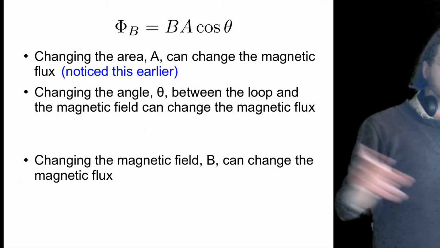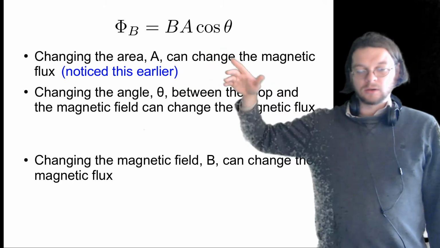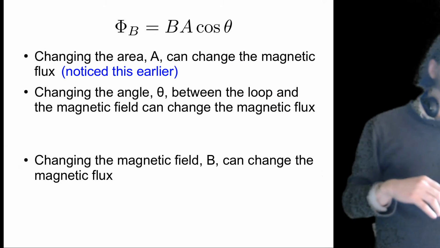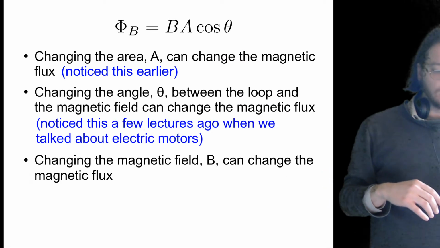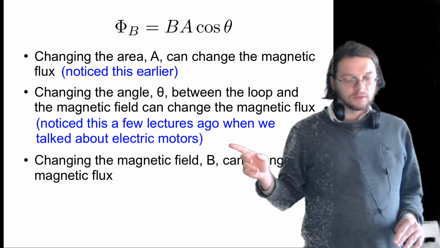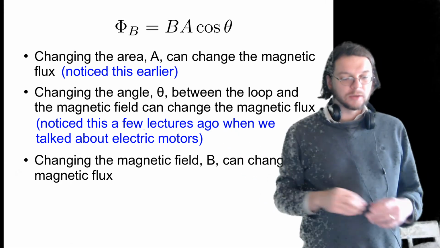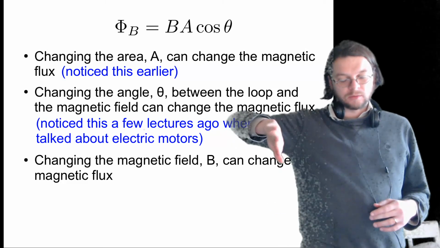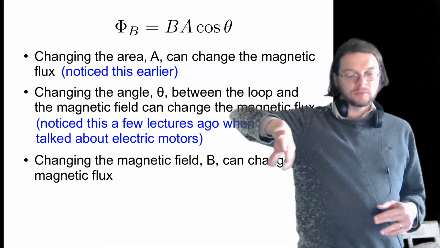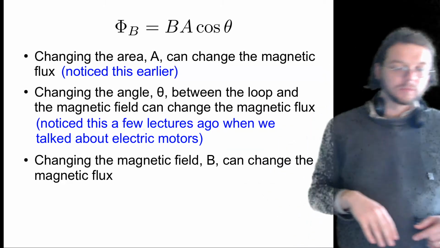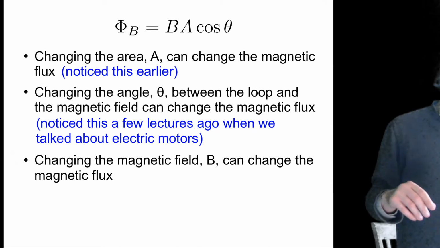You can also change the angle between the loop and the magnetic field, which we'll talk about a little bit later. We kind of dealt with this a while ago, but we're going to talk about it again soon. And you can imagine how, as that thing rotates, there's moments where the magnetic flux is zero and moments where the magnetic flux is at its maximum. So we'll talk about that in a minute.